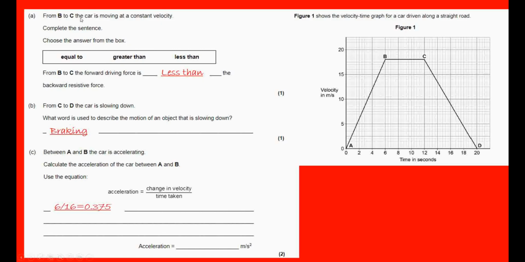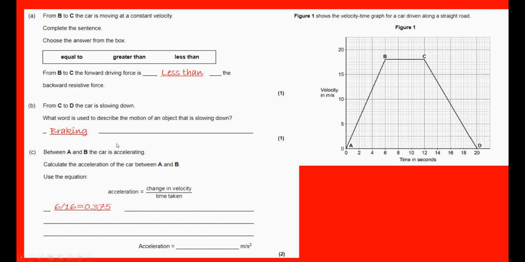We've got from B to C, the car is moving at a constant velocity, and we need to complete the sentence. From B to C, the driving force is something, it might be less than, the backward resistance forces. This question, as a bit of a hint, is about the first law of motion, Newton's first law. Then, from C to D, the car is slowing down. What word is used to describe the motion of an object that is slowing down? Braking is what they put. Between A and B, the car is accelerating. Calculate the acceleration of the car between A and B.